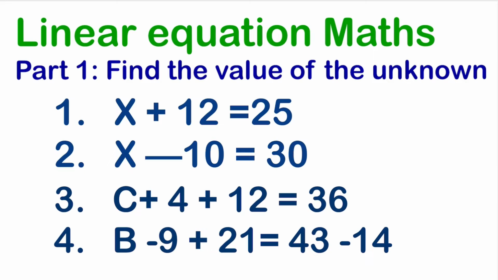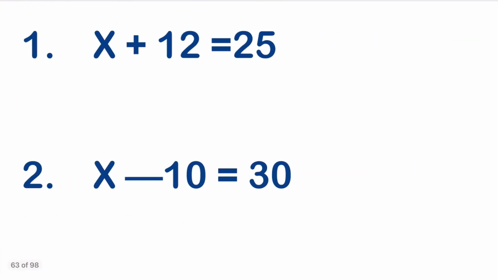So the unknown for question 1 is x, this is the unknown value. Linear equation, remember, is an equation with one unknown. Okay, so we have x here also, which is the unknown. We have c is our unknown and b is our unknown. So let's start solving the questions.